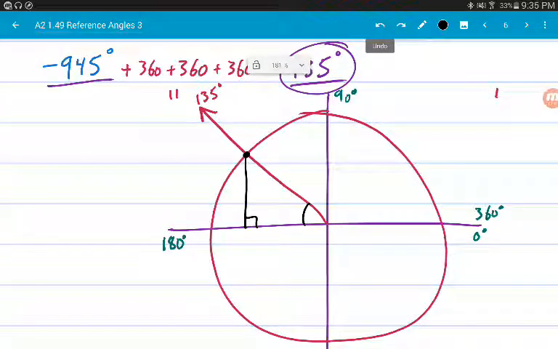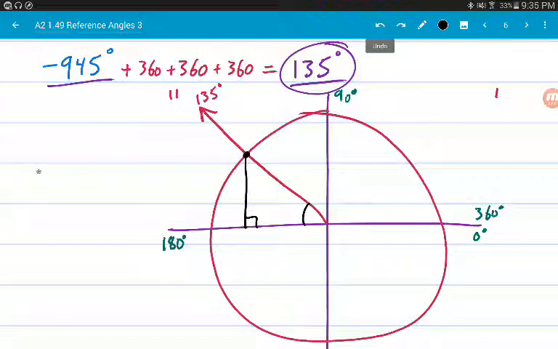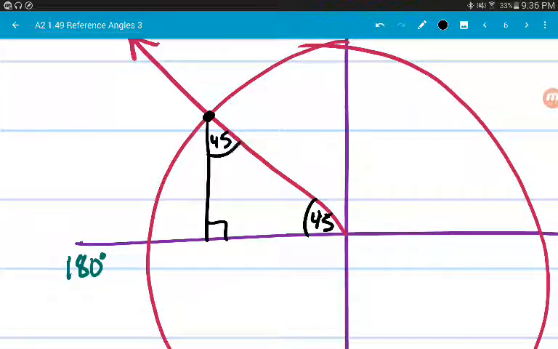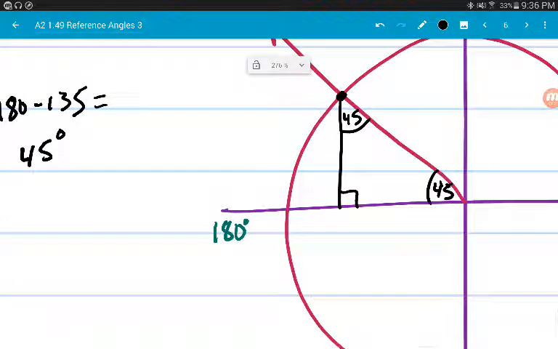The way that I'm going to figure that out is by taking into account these two lines here. This line is 135 degrees, and this line is 180 degrees. These make up the angle that we're talking about. So what's the difference between 135 and 180? What we do is 180 minus 135 is equal to 45 degrees. So that's the difference between these two, 45. Since that one's 45, we're clearly dealing with the 45, 45, 90 triangle. So the other angle must be 45 as well.